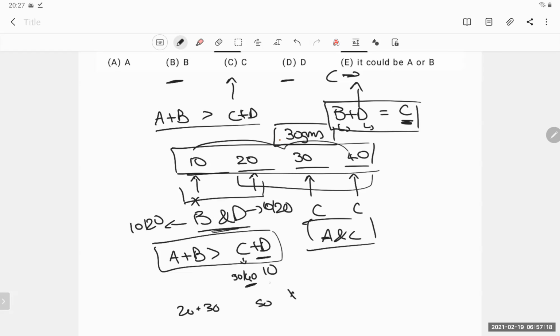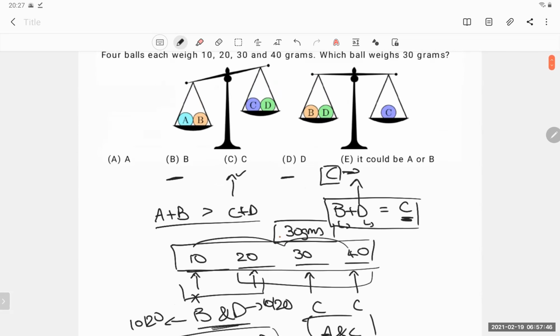Let's say if D is 20, and C is 30 or 40, in any which way, the summation would be either 50 or 60. In that case, D can never be 20. So D has to be 10. If D is 10, for this equation to be true, C has to be only 30. So the answer is C. Did you follow, guys? Yes.